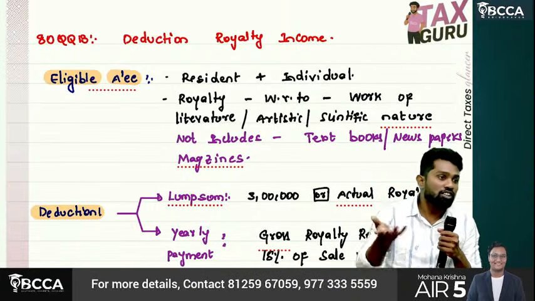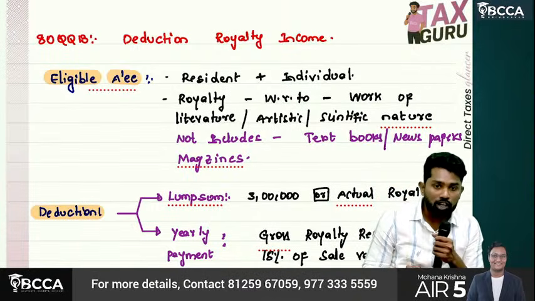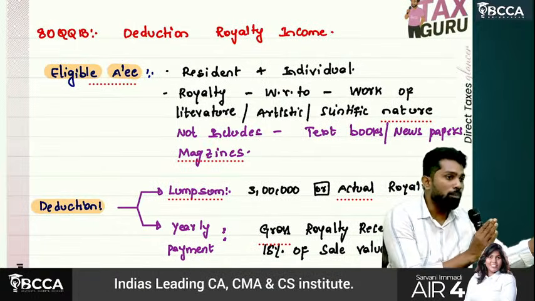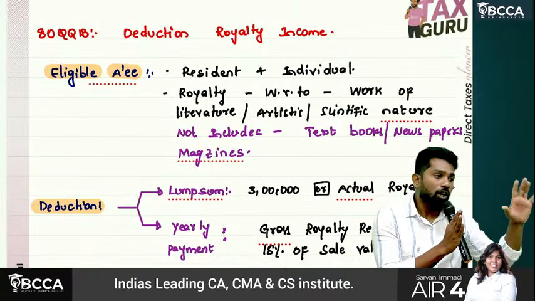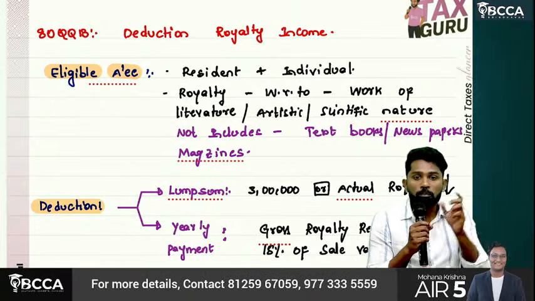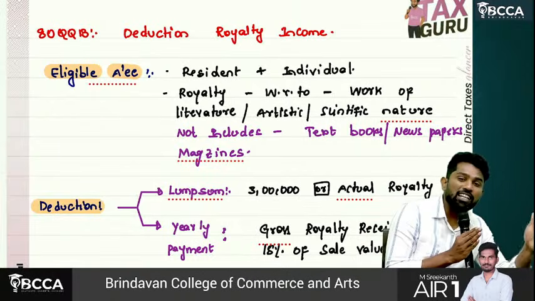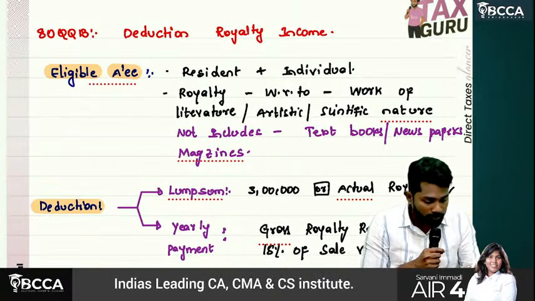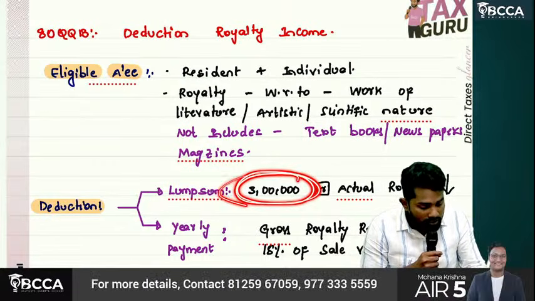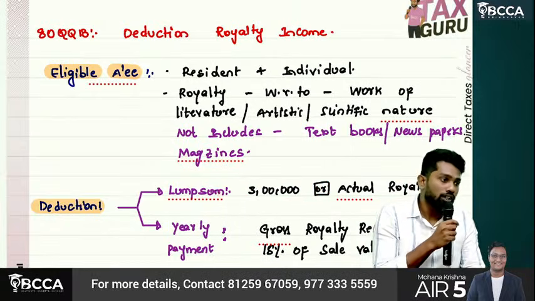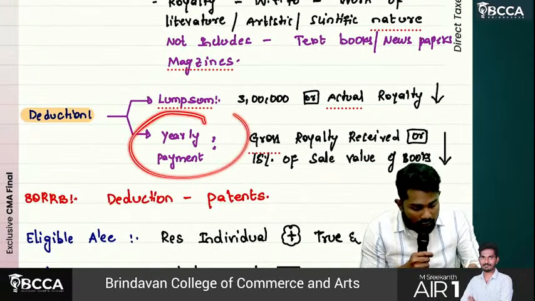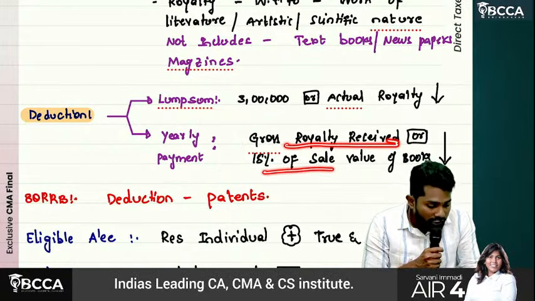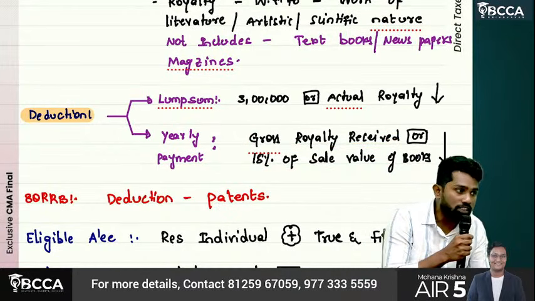Once they get fame, then they'll not go for lump sum, sir. They'll go for yearly payments. Like yearly, how many copies you sold? How much revenue you made? Out of that, how much percentage you are giving? So like that, yearly the payments will come. So lump sum, if at all you received lump sum, then the deduction is 3 lakhs or actual royalty, whichever is lower. If it is yearly payment kind of, then gross royalty received or 15% of sale value of books, whichever is lower.